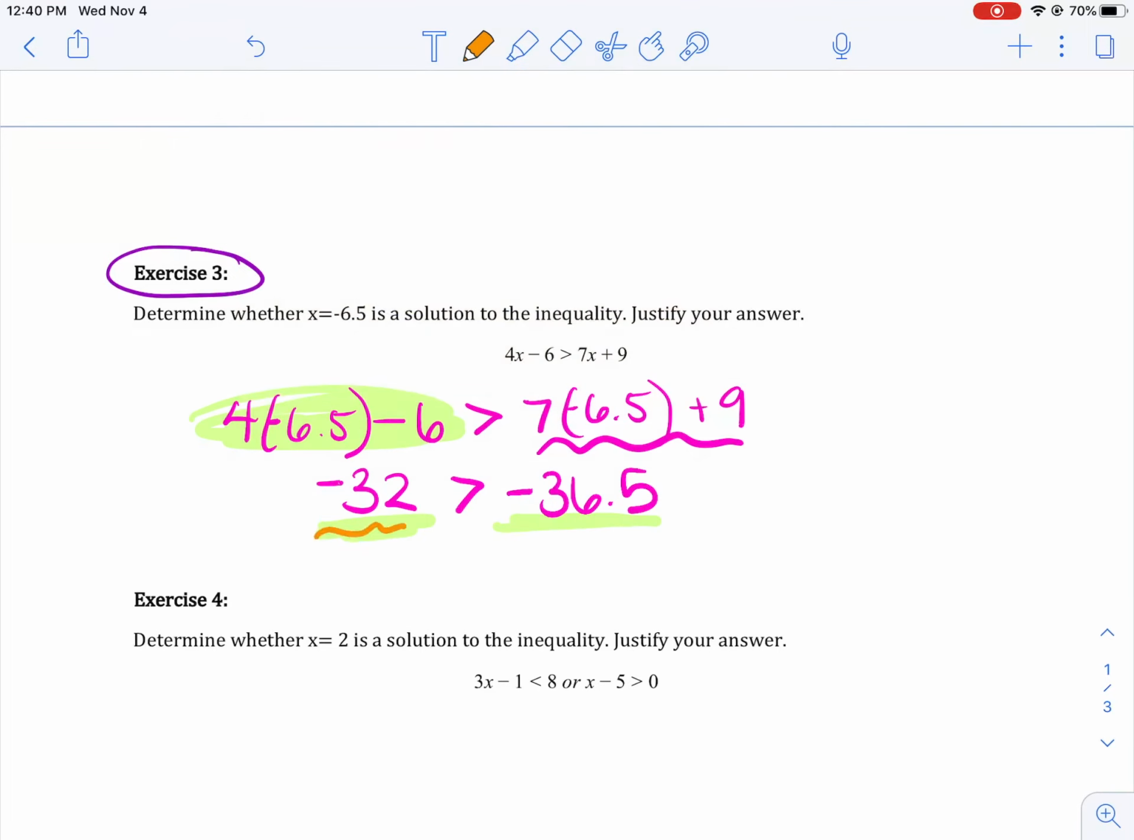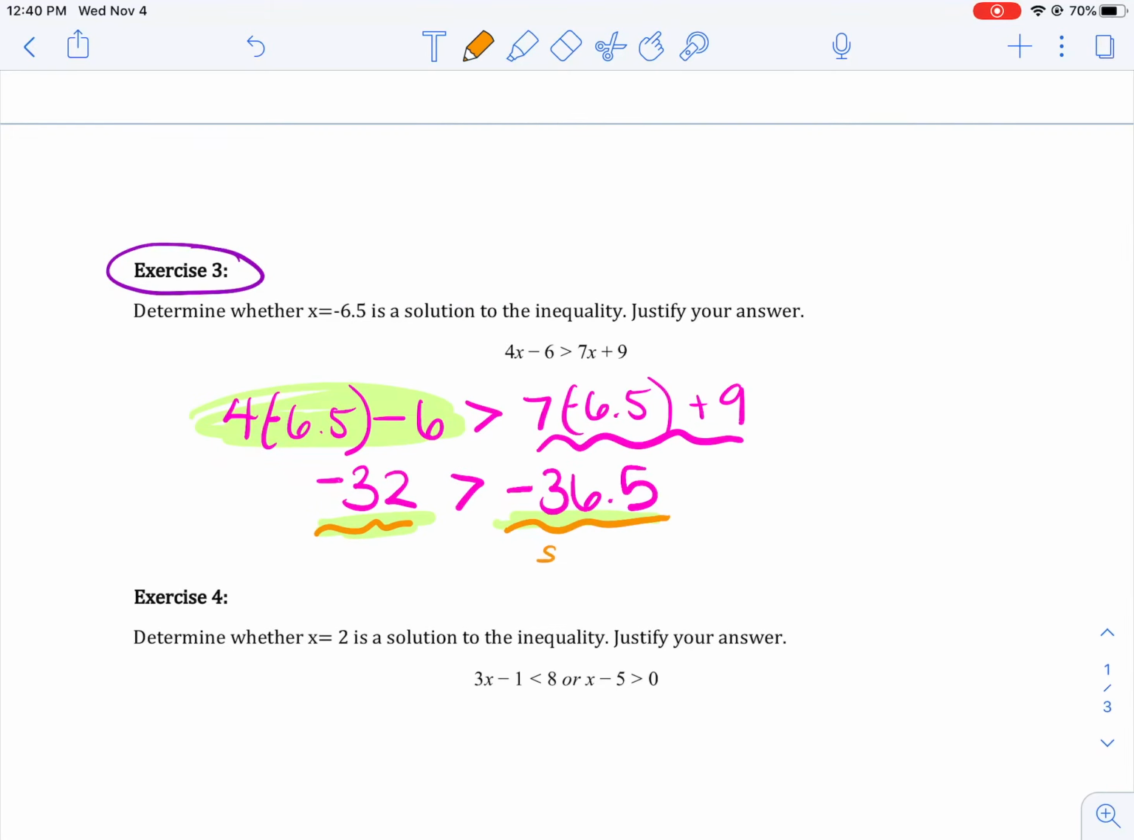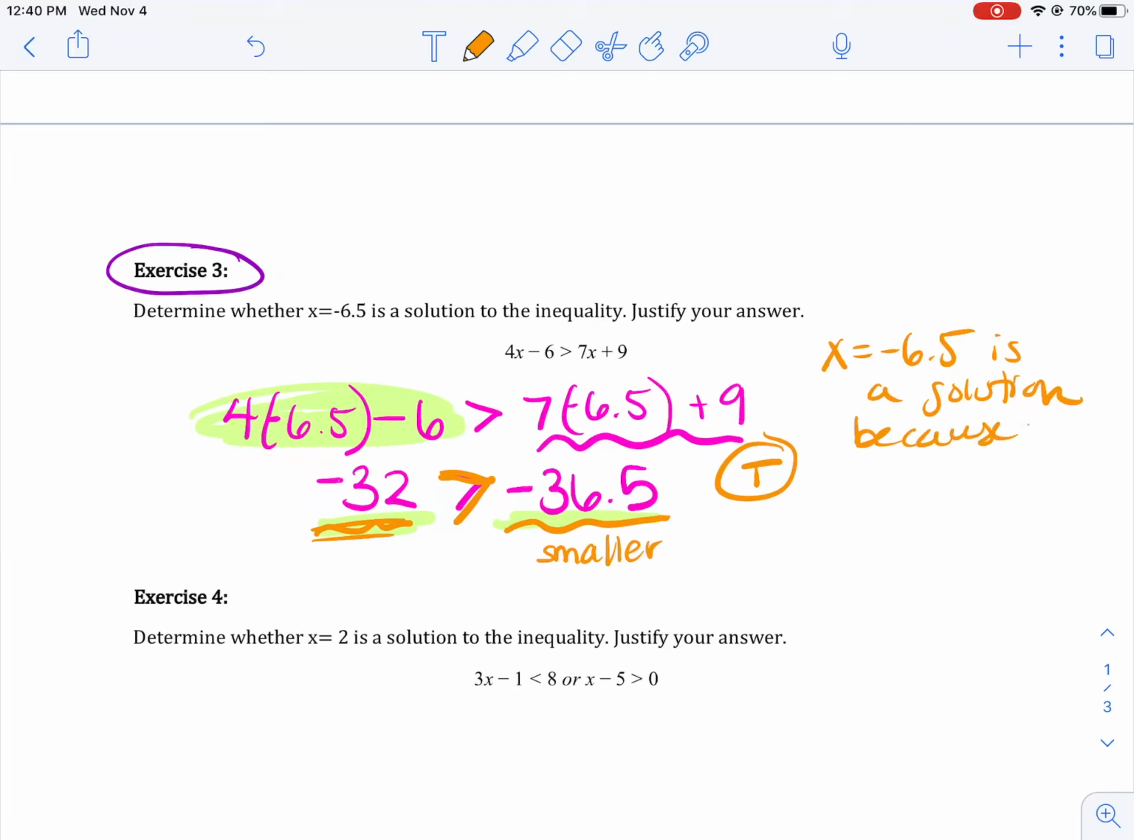So if you think about it, negative 32 or negative 36.5, if we think about what's farther from 0, this number here is smaller because it's more negative, which means the bigger part should be facing. So that is true, which means x equals negative 6.5 is a solution because it makes our statement true, or inequality true.